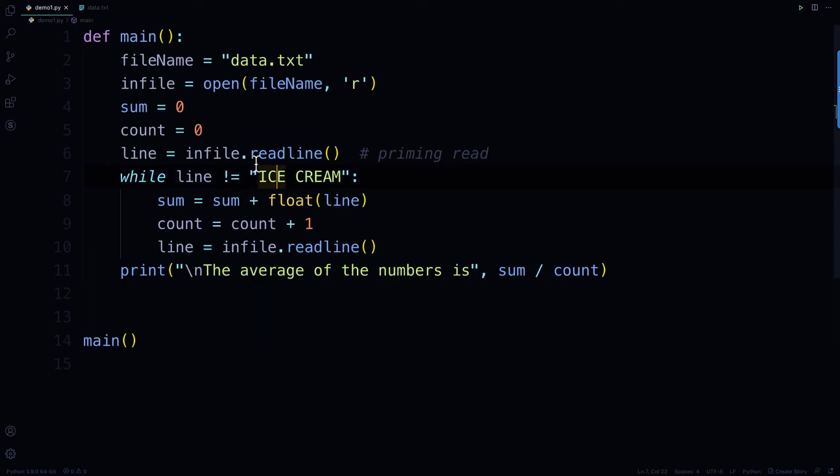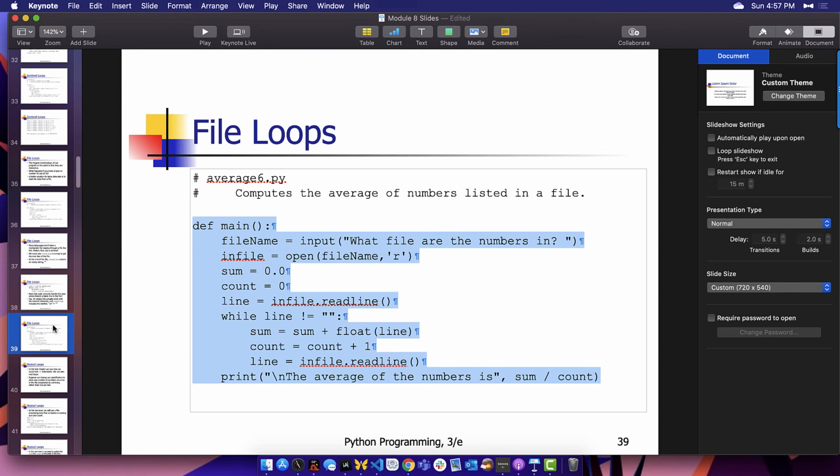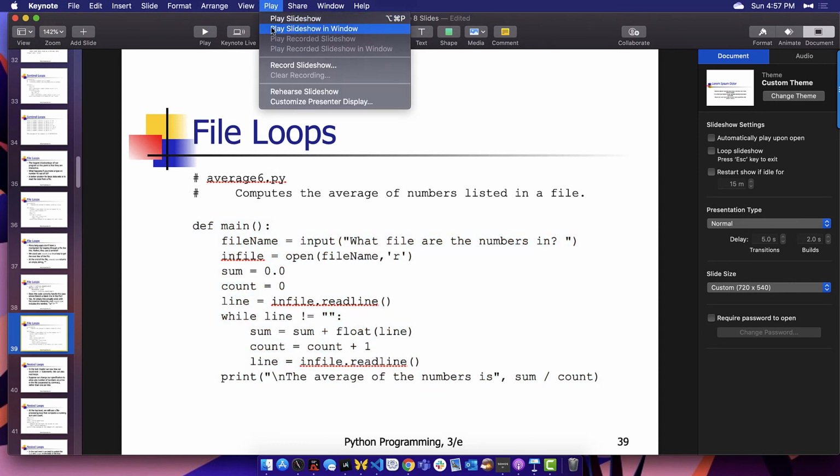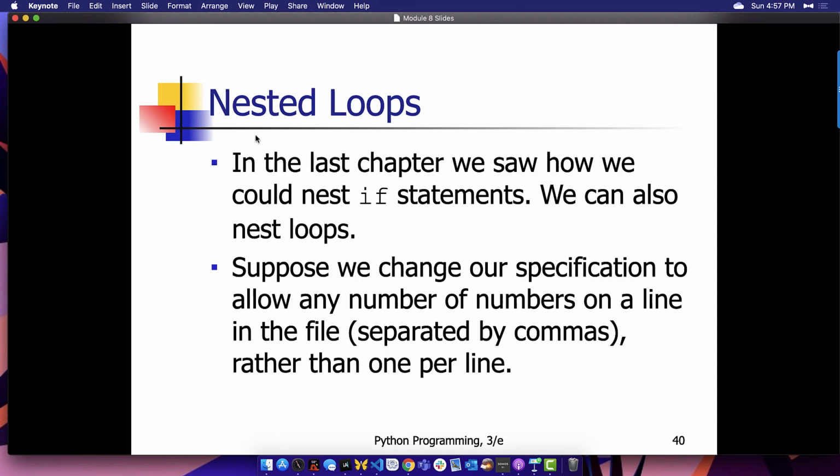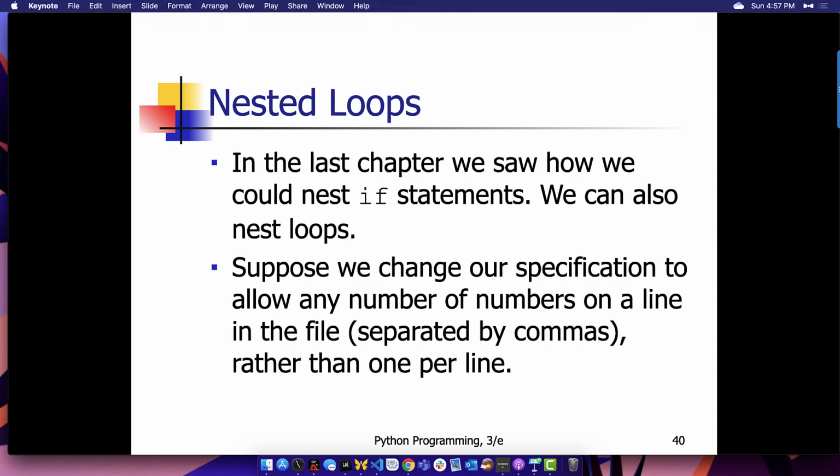All right, so that's that. Let's go back here. Play slideshow. File loops, all right, good. Nested loops. In the last chapter, we saw how we could nest if statements. Again, this is module 8. We did module 7 a few weeks ago. So you saw how you can nest if statements. We can also nest loops.